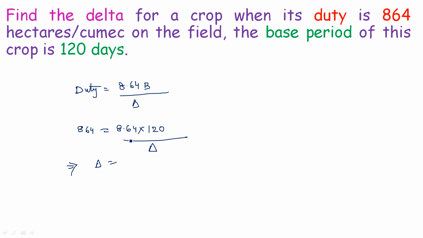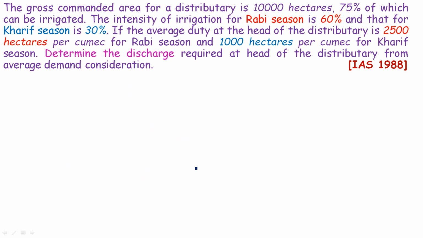If we solve it, delta will be 8.64 into 120 by 864, that is 120 by 100, which means 1.2 meter. So we can say the delta is equal to 1.2 meter. The answer of this question will be 1.2 meter.